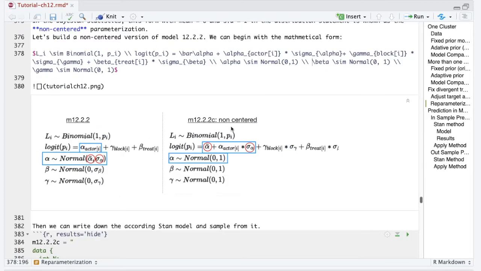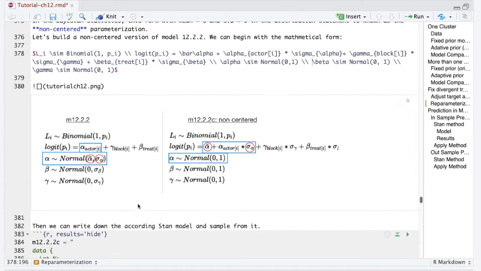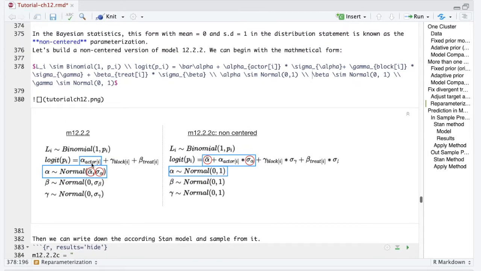Let's learn to build a non-centered version of the multi-level model for the chimpanzee problem. We start with the centered version of the multi-level model we've been using from the beginning of this chapter. So we have hyperparameters in the distribution statement. How can we make this into a non-centered version?